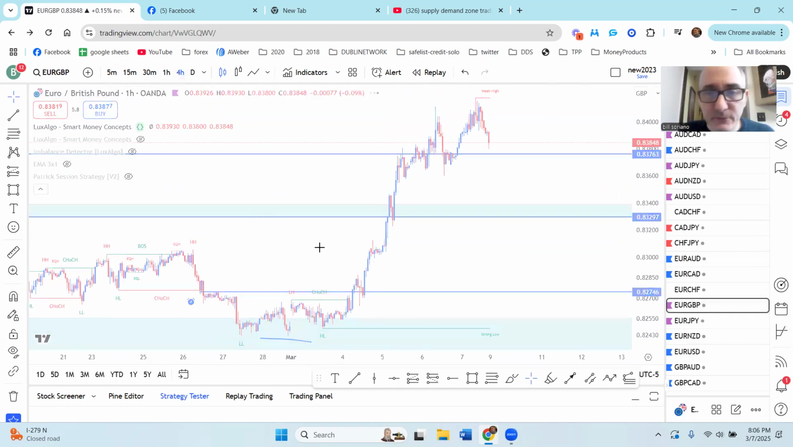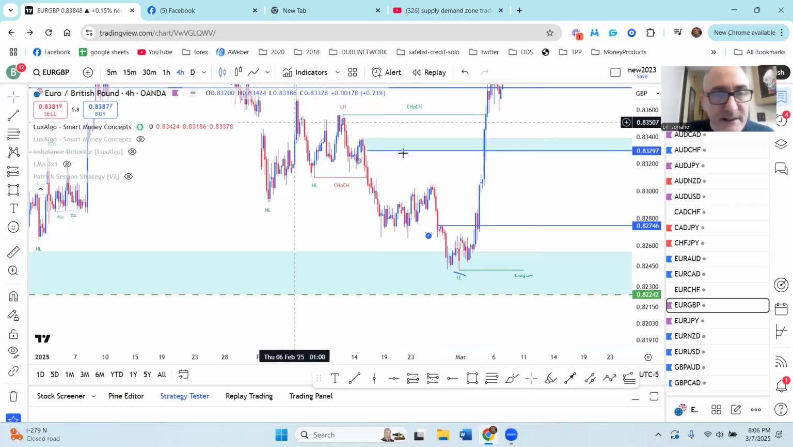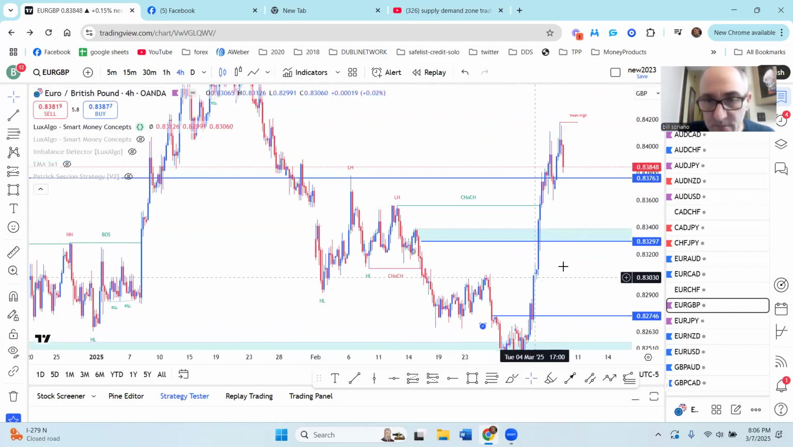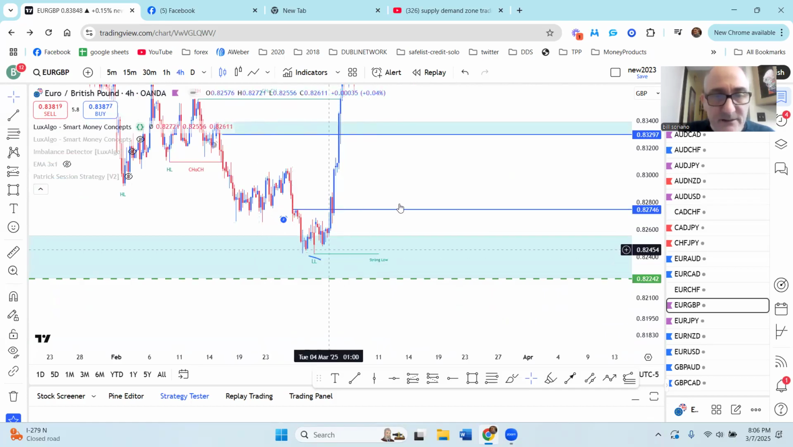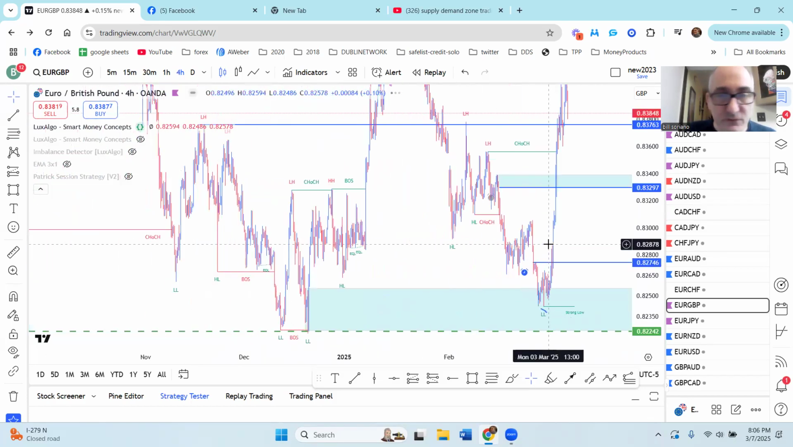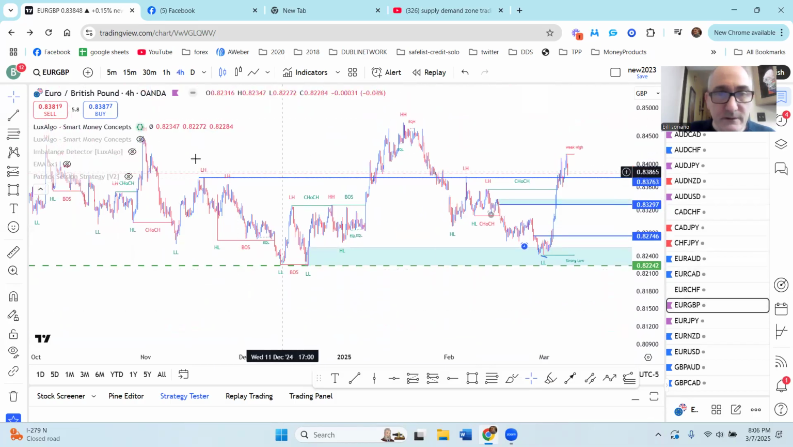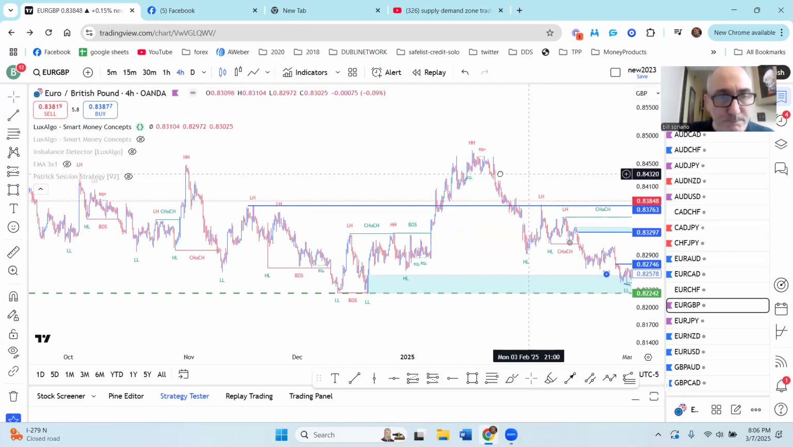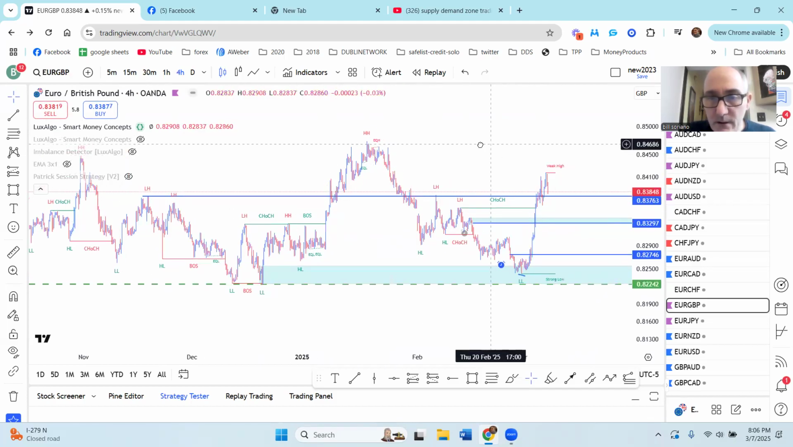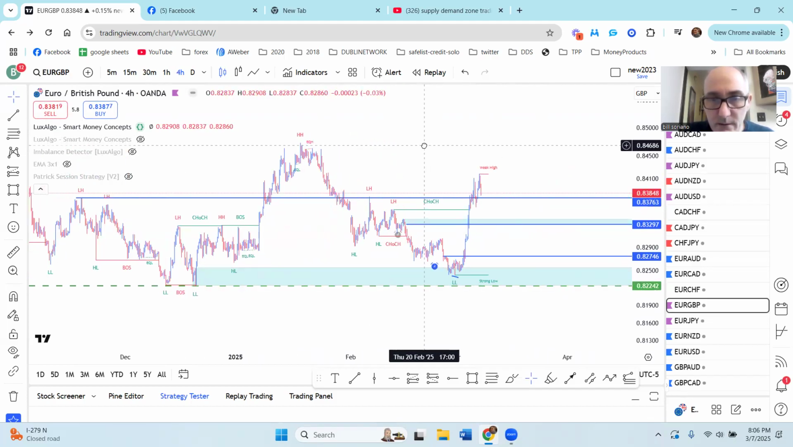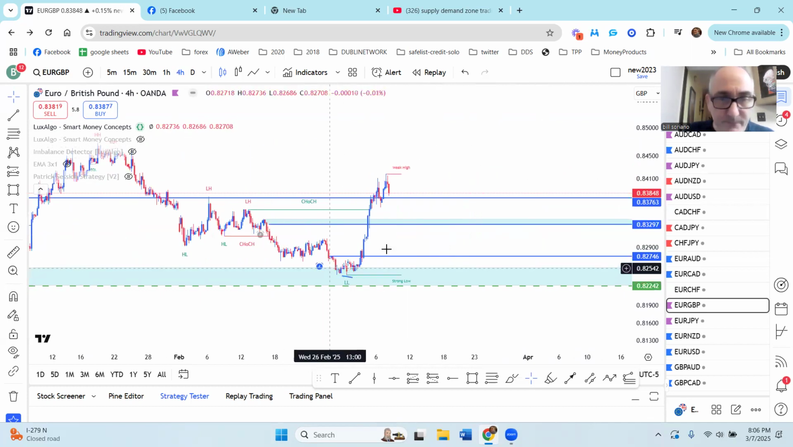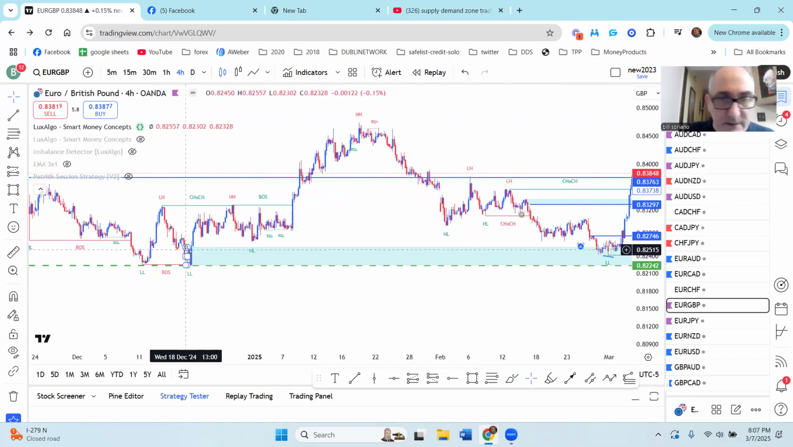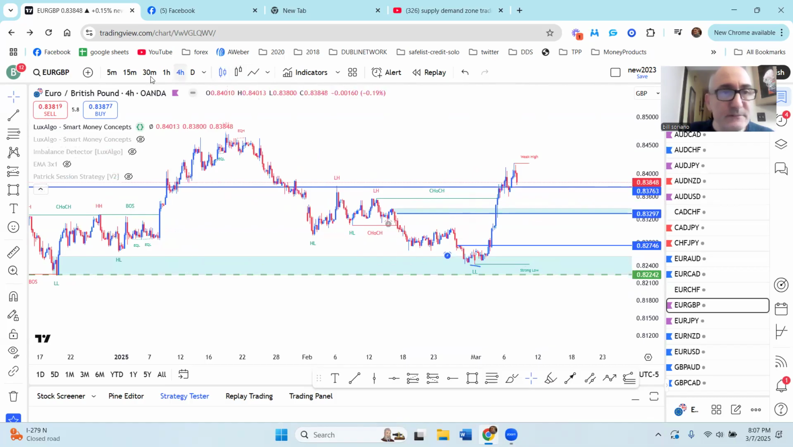EUR/GBP is another one on the 4-hour time frame. We could see price was coming down. We had this demand zone. I'm sorry, this was bullish, right? You could see that we took out this high over here, which gave us our bullish structure here. The price comes down to this zone right here. We could see this zone right here. Price comes down, hits that zone.